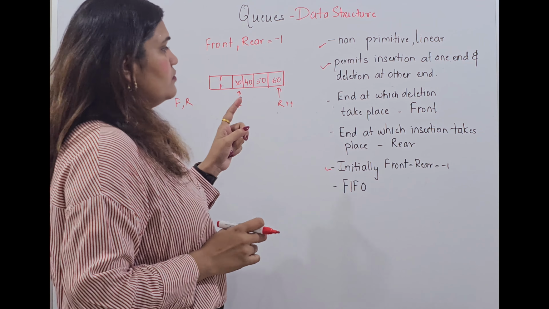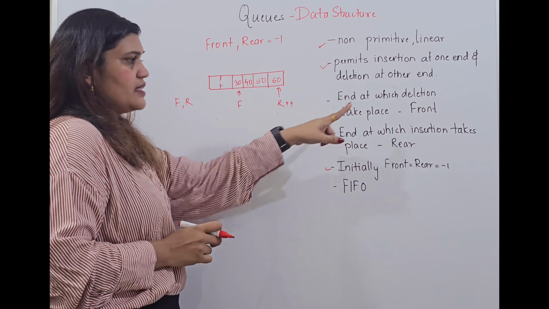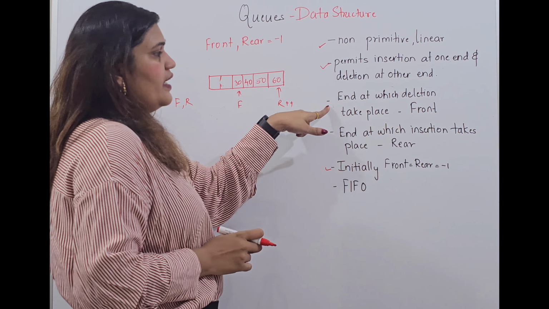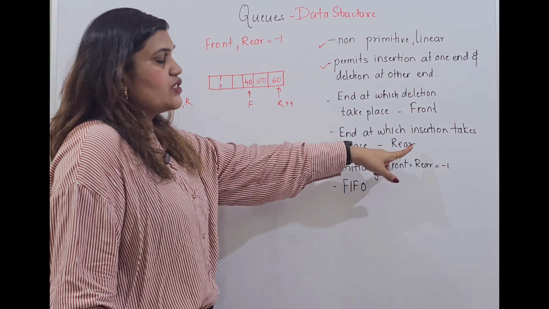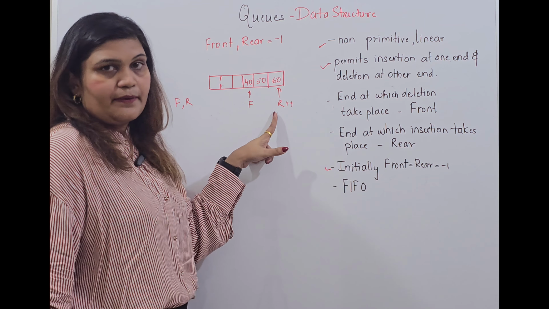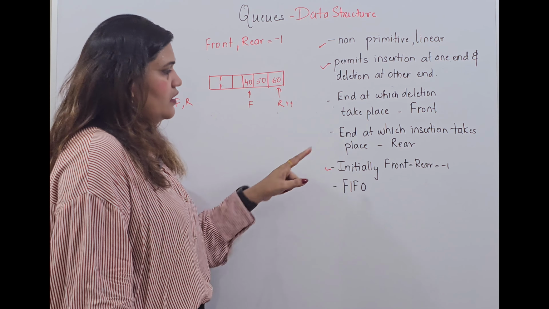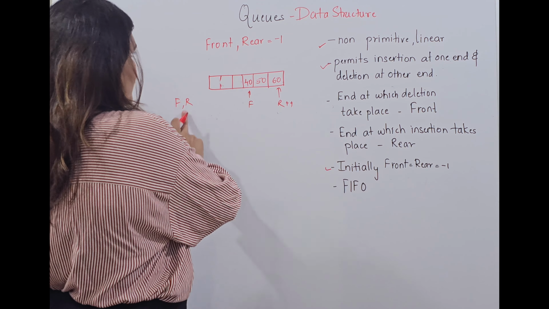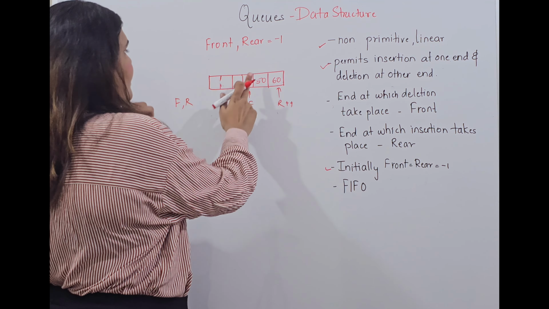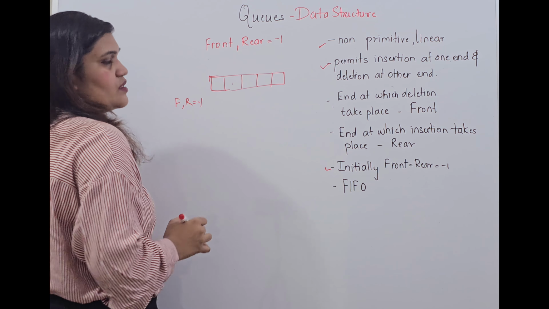Again there are pointers over here, same front and rear. The end at which deletion takes place is front. Similarly, the end at which insertion takes place is rear. So if I want to put an element, I'll have to increment the rear and then insert the element. Initially, your front and rear are always -1. That is what I was talking about. When there are no elements in your queue, your front and rear will always be -1.